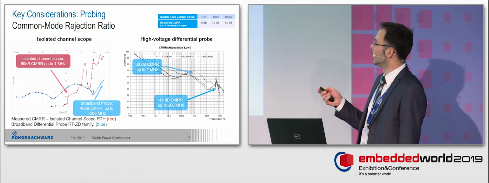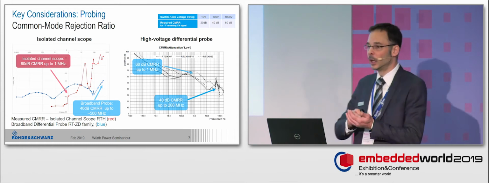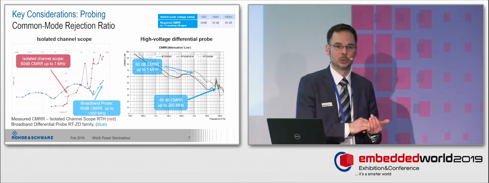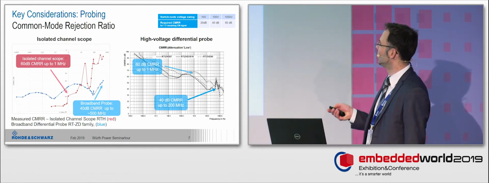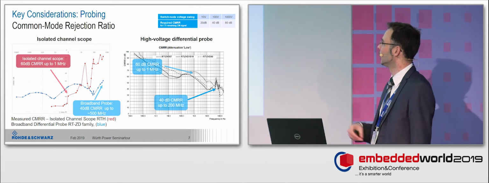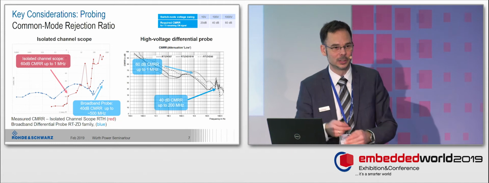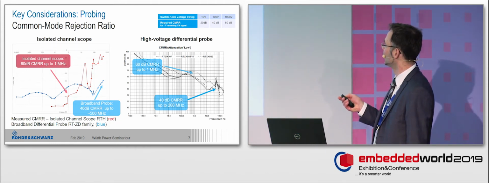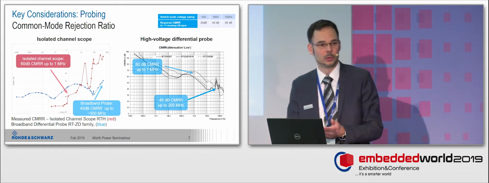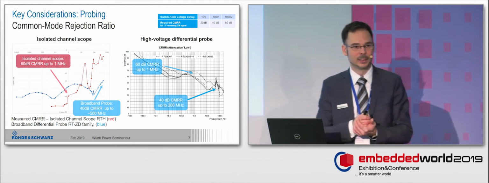When you look at high voltage differential probes, that's a kind of typical common mode rejection ratio versus frequency plot. You can see that at 1 megahertz you have something in the range of 60 dB, and you might remember 60 dB was the first magic number that I took. At 40 dB, you reach speeds up to 200 megahertz, where the common mode rejection ratio still makes sense.